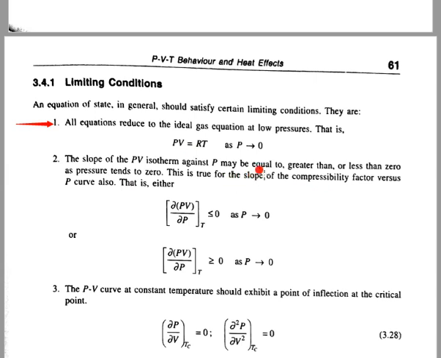This is true for the slope of the compressibility factor versus P curve. At constant temperature T, del PV over del P should be less than or equal to 0 as P tends to 0.